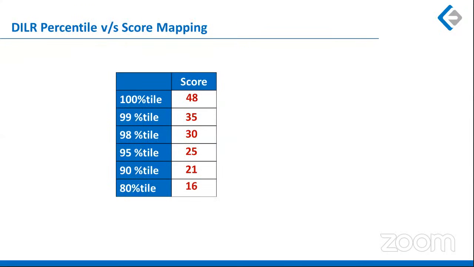So now if I go by the DILR percentile versus score mapping, I would give 100 percentile to a score of 48. Then at 35 you will get 99 percentile, and 98 percentile at 30. This is because you would always be stuck at some point, because if I talk about 40 minutes, they will never work completely in your favor. There will be some 4 5 minutes which will work against you.